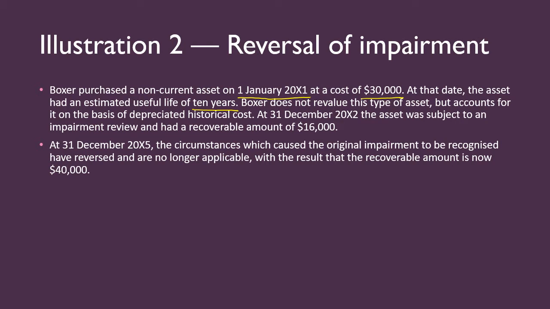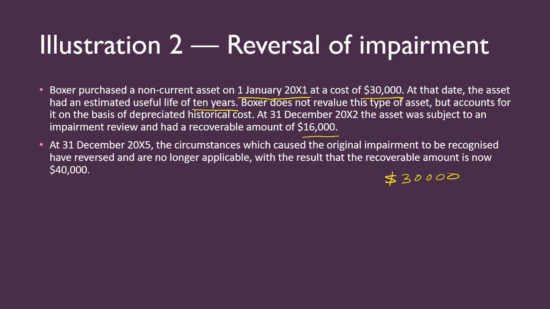And what is the depreciation? The life is 10 years, so the depreciation will be 3,000 per year, of course. But at 31st December 2012, the asset was subject to an impairment review and had a recoverable amount of 16,000. So the value of the asset is decreased.